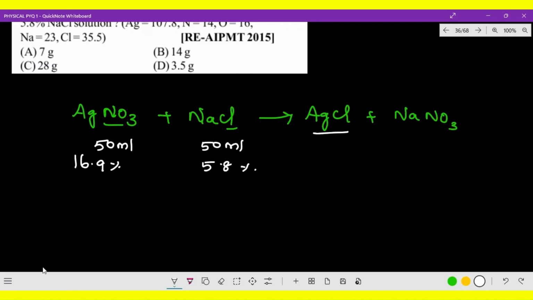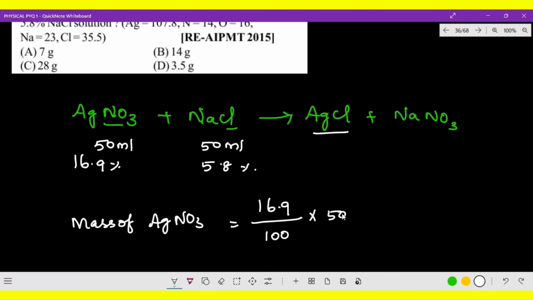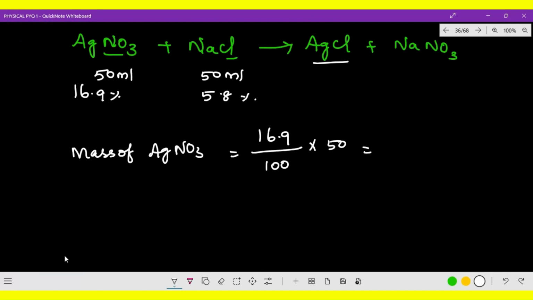So come on, let us find that. Mass of silver nitrate, AgNO3. The mass of silver nitrate is 16.9 divided by 100 into 50 ml, right? So how much are you getting as the answer? And in the same way, the mass of sodium chloride. So the mass of sodium chloride, how much? Here the same: 5.8 divided by 100 into 50 ml.